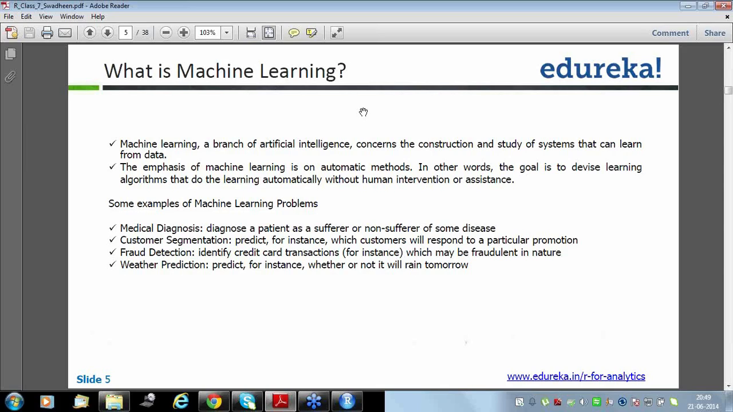The next example is customer segmentation. Predict, for instance, which customer will respond to a particular promotion. You must have seen these days, every company is promoting their product in different ways, and for different customers they have different promotion schemes, and they reach the different customers through phone number like SMS, or by their website, by their email address or something like that.